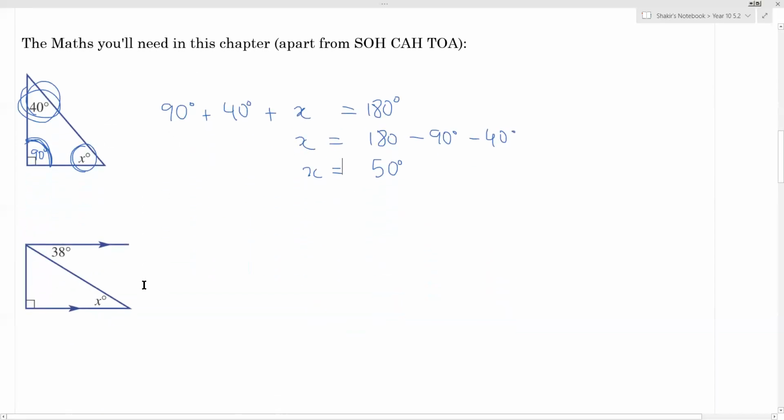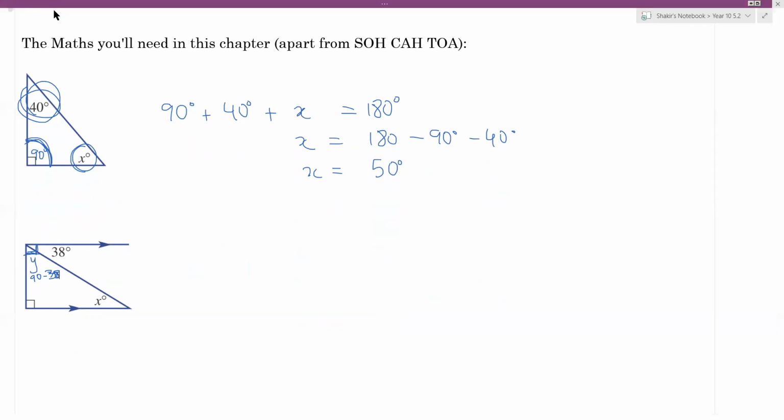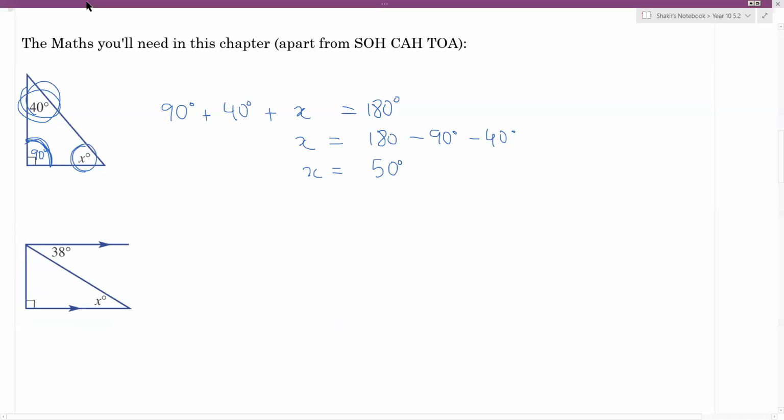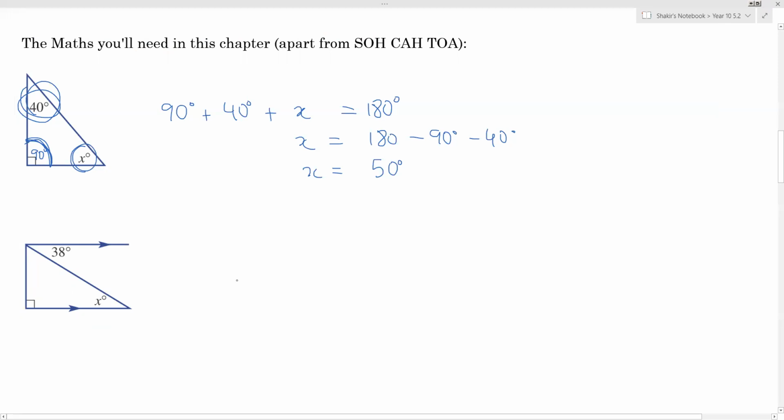Next thing you'll need to know. If I label that as y, then y is, because that is a right angle, 38. y will equal 90 minus 38, because a right angle is 90 degrees. But let's say we're not using that. You'll also need to be able to use co-interior angles, alternate angles, corresponding angles.